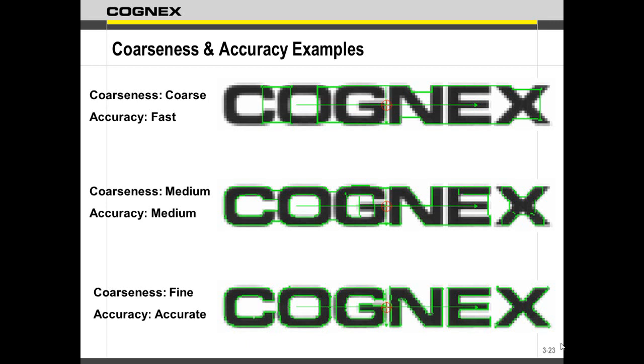And then finally, if I go to fine and accurate, notice that it's looking for every single little character. And you might say, but that's kind of how PatMax works. Well, yes, except it blows away the speeds on this. Because to turn it onto this, it's going to take a big time hit for you. So, something to think about.